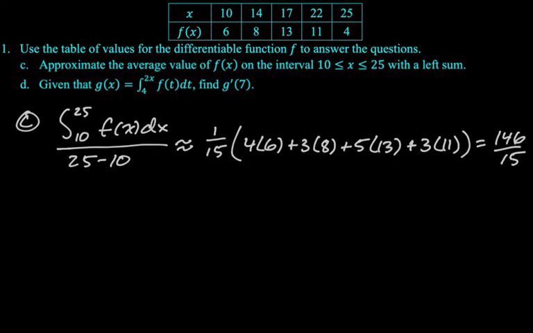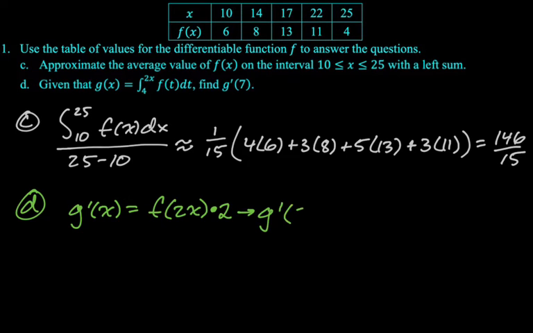Next up, given that g of x is the integral from 4 to 2x of f of t dt, we want to find g prime of 7, so we're going to need g prime of x. That's going to require the second fundamental theorem. So we take the upper bound and plug it in. That gives us f of 2x times the derivative of the upper bound, which is just 2. That's it. Now g prime of 7 is going to be f of 2 times 7, so f of 14, times 2. F of 14 in the table is 8. So we get 8 times 2. Overall, we're getting 16 as our answer.